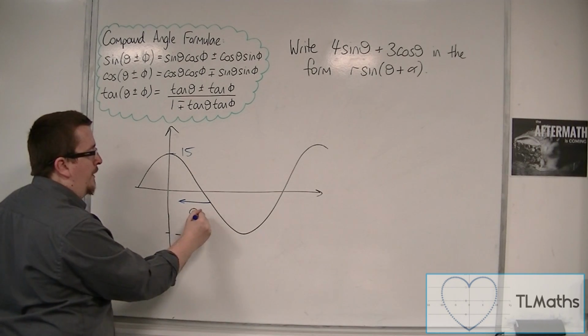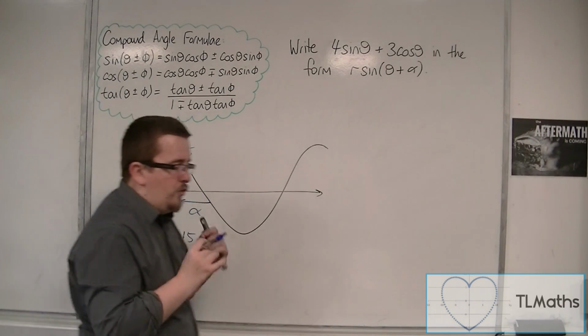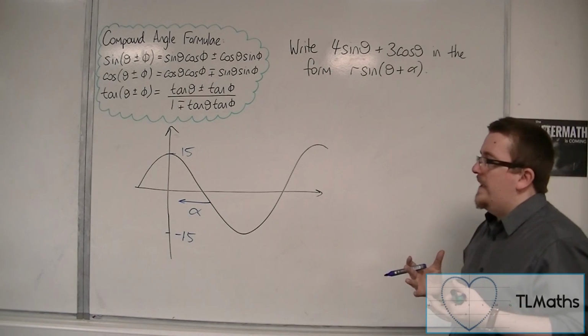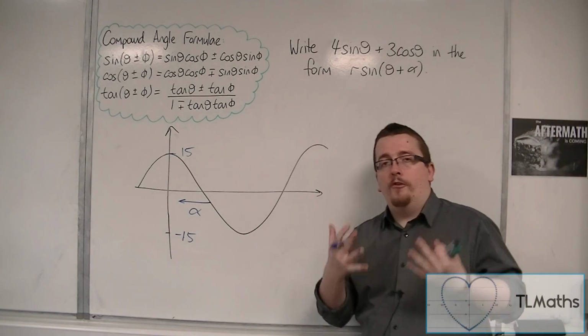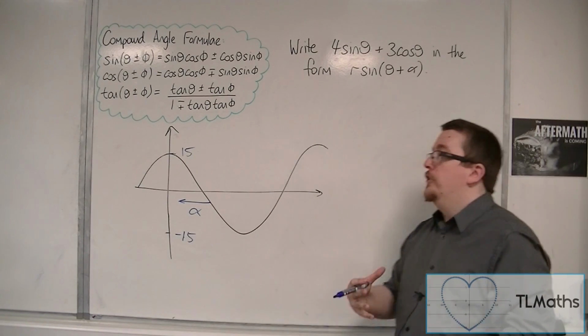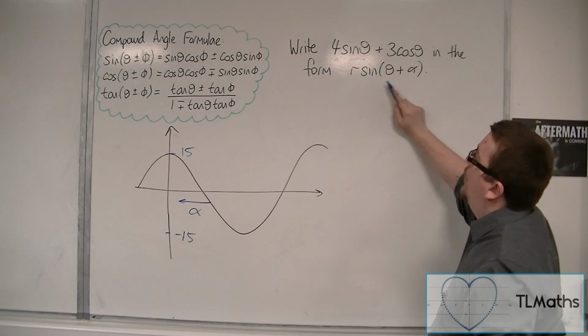So maybe the curve has been translated along by alpha, some value, okay? So what I'm trying to hint at is that the curve that you're getting is just a couple of transformations that have occurred to a sine curve. So this is what is working here.